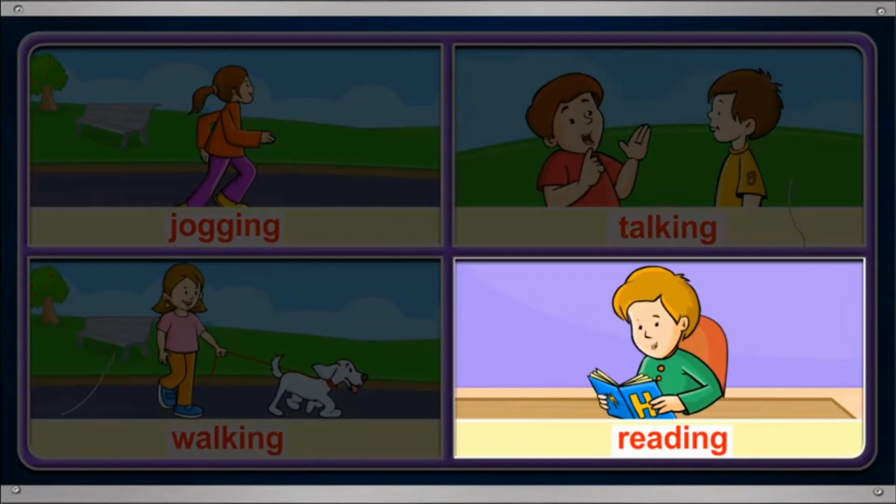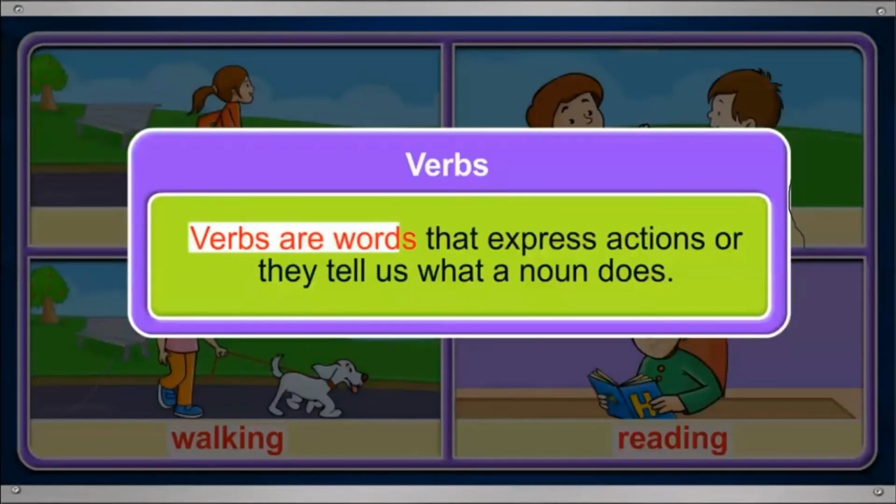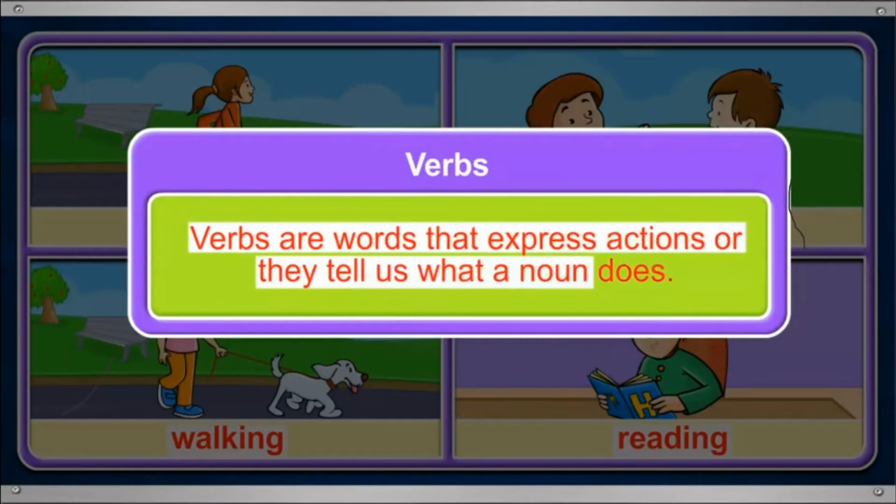Okay. So verbs are words that express actions, or they tell us what a noun does. This is called a verb, which we have studied in the lower classes as action words. Action words are called verbs.